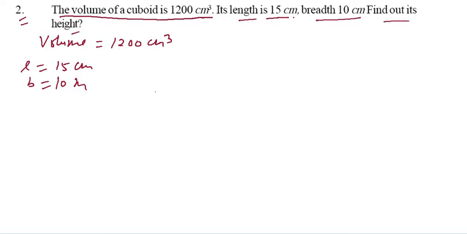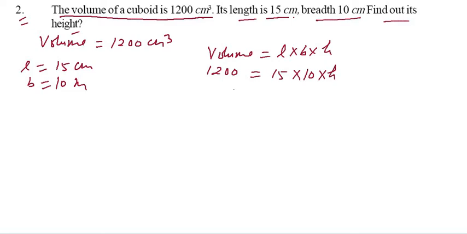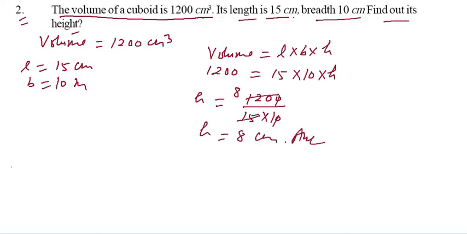So how can we find the height? First of all, you can write the volume. Volume is equal to length into breadth into height. So you can put the value. It is 1200. L is given as 15 and B is given as 10. So we can find the H. So H will be equal to 1200 divided by 15 into 10. So 0 will be cancelled with this 0. And 15 8s are 120. So H is equal to 8 centimeter and that is your answer.